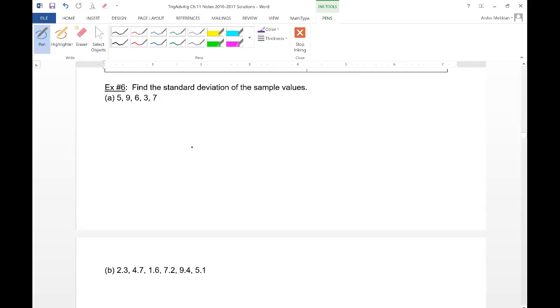You'll have your calculator with you, but as long as you show me the work, it's fine. Okay, so I'm going to show you how to do these with a calculator, but there will be times where you want to show me the work. So here, let's do this one. Let's find x bar first. So that's 5 plus 9 plus 6 plus 3 plus 7 all over 5.